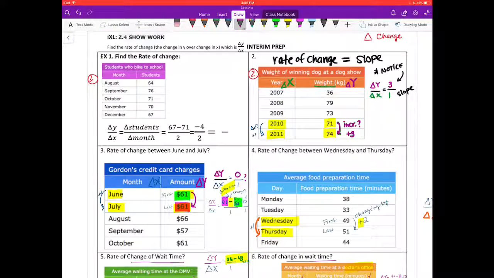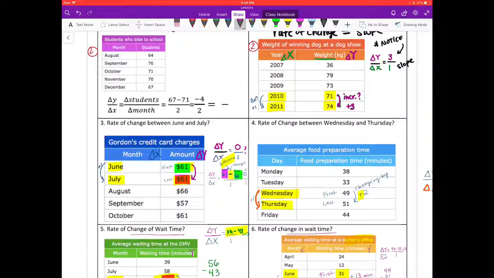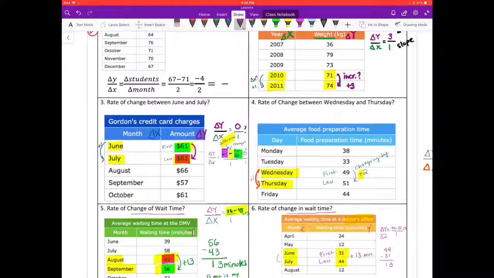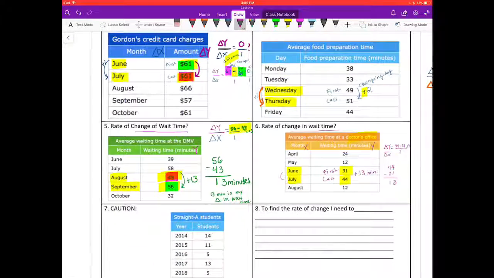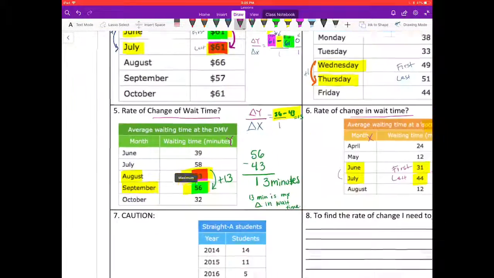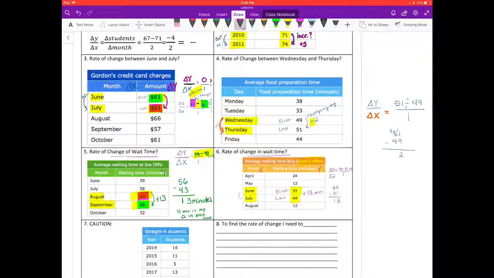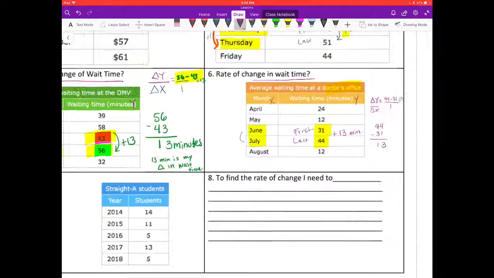I think I chose the wrong date for one of these. I think I was supposed to do this one. Okay, so anyway, we're going to stop there.